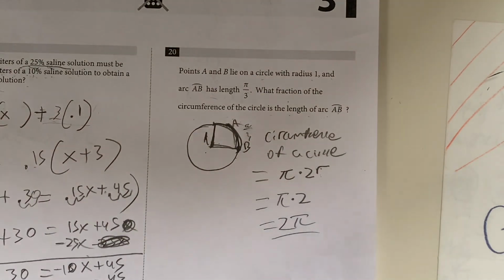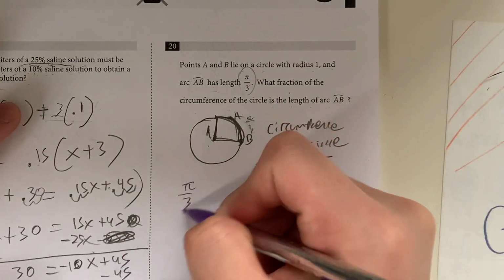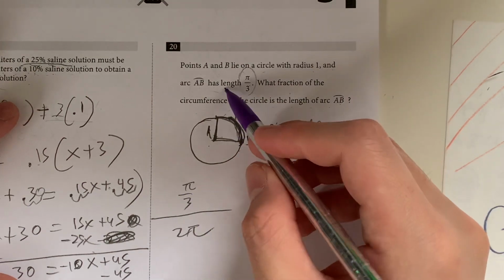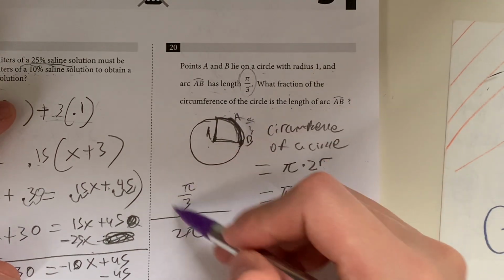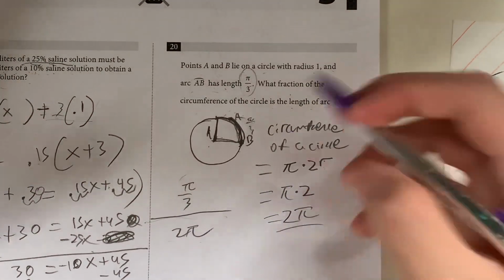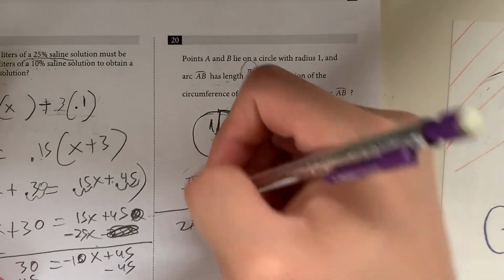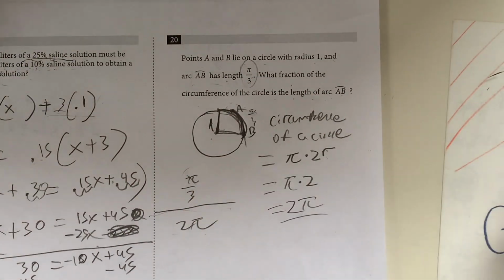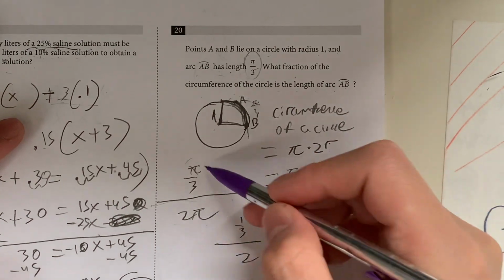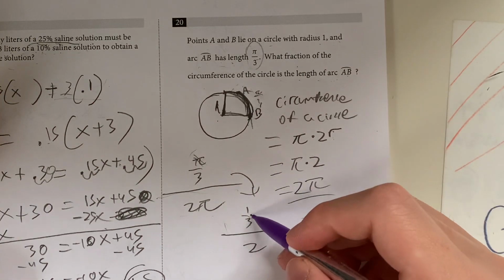Now, what fraction of 2 pi is pi over 3? So it's just going to be pi over 3 over 2 pi, right? The arc length we're given, pi over 3, over the total circumference should give us the fraction of how much this arc AB takes up. So pi over 3 over 2 pi. We could just get rid of the pi's, right? It kind of makes it confusing, giving us 1 over 3 over 2, but you could just see how these two are the same.